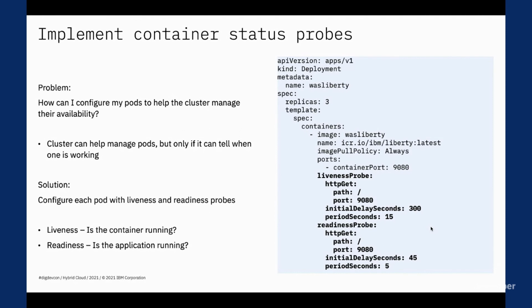You can make these things fairly complicated, although they run a lot, so you want to make them fairly quick. But a really easy default is just to say the root path on the main port that you're using, and that's good enough for it to be able to tell, is it alive, is it ready? And that makes your app much more manageable. It lets the cluster manage it much better.